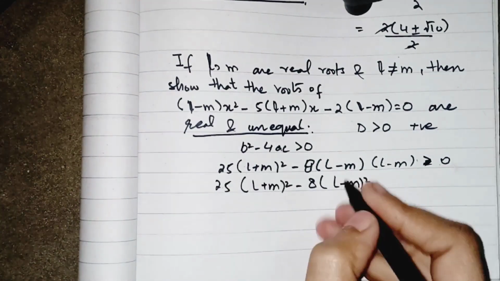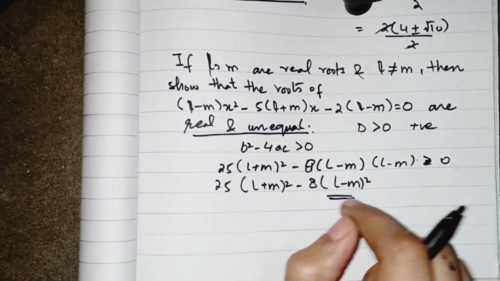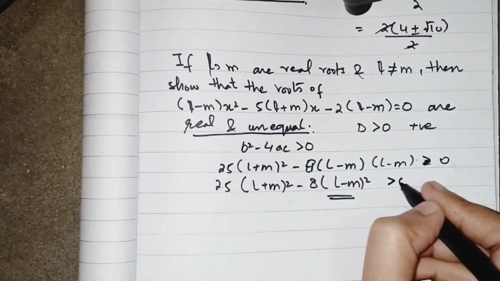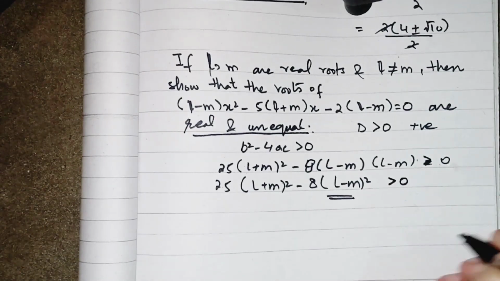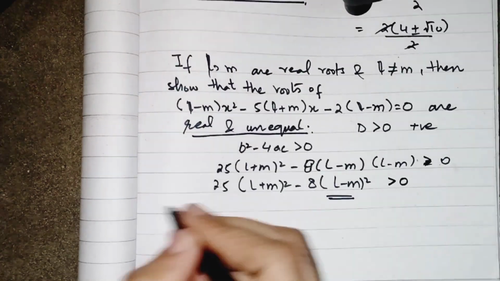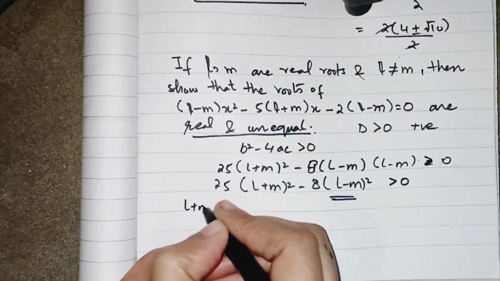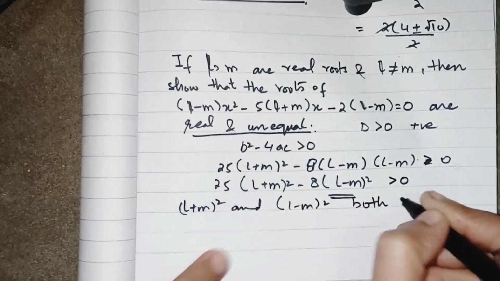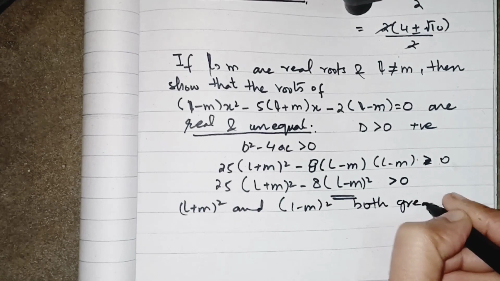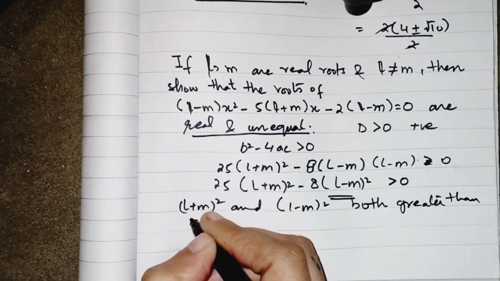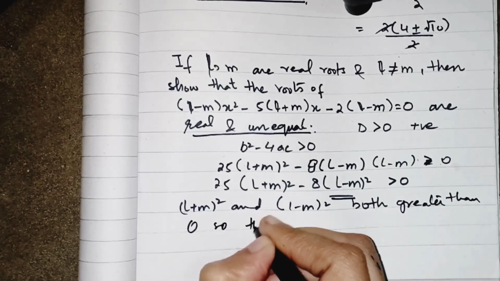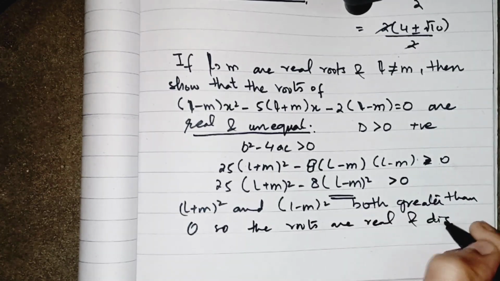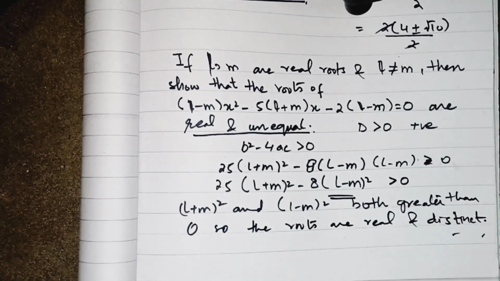Now by seeing this condition, we know that whenever we take the square of the difference of two numbers, it will always be greater than 0, and we learned this in the previous question. So we can say that L plus m square and L minus m square are both greater than 0, so the roots are real and distinct, or you can say unequal.